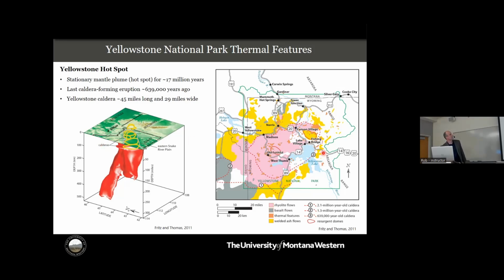All right. So then honing in on the park itself, you can see the outline of the caldera. The caldera, number 3, is the most recent, and that's the most active one. And so number 3 is right here. And that outline there is what's called the Yellowstone caldera. And that's the one that formed 639,000 years ago. So that's the most recent caldera that formed in the park. And it's big, 45 miles long, 29 miles wide. Okay. It is 1,000 times larger than Mount St. Helens.